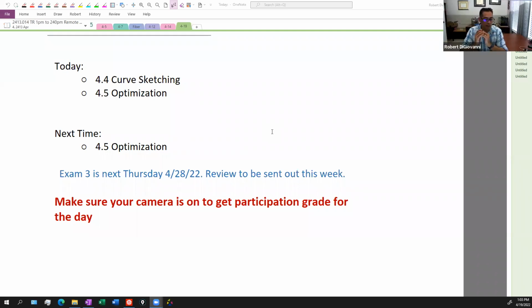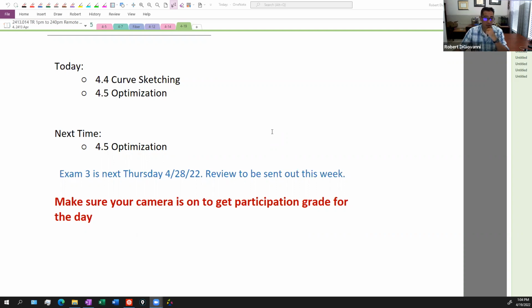Okay, well, then today we are covering curve sketching and optimization. Next time we'll do more optimization. Exam 3 is scheduled for next Thursday. I will have sent out a review later this week, probably after class on Thursday, because then I'll know what to put on the review. No material from next week will be on the exam. So whatever we do next week, don't worry about that for the test.